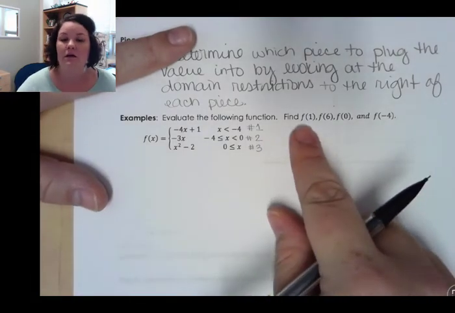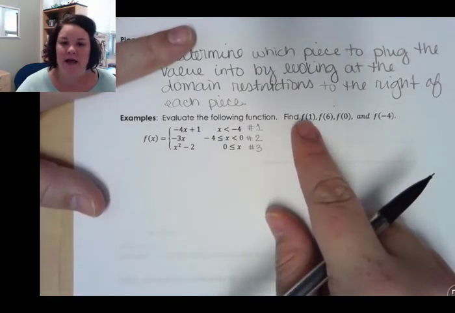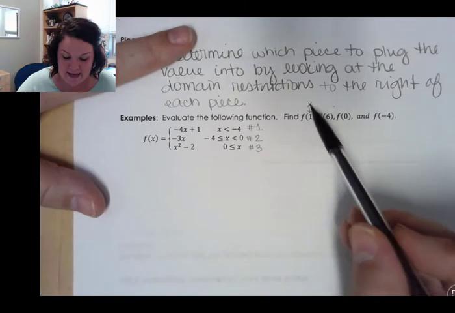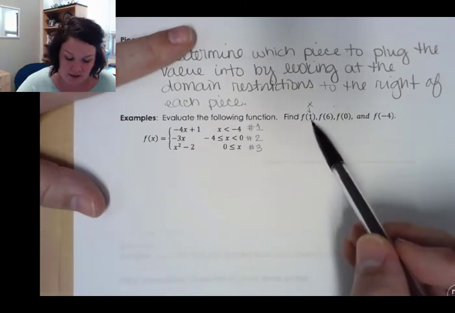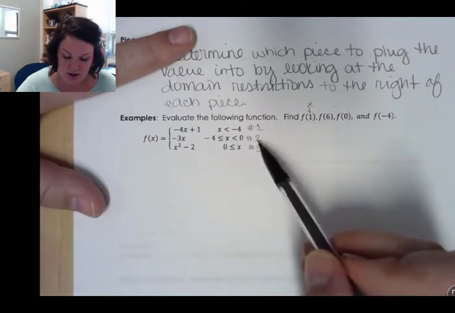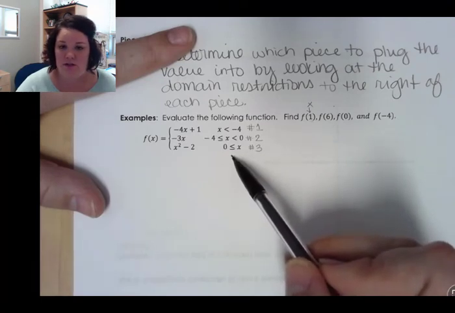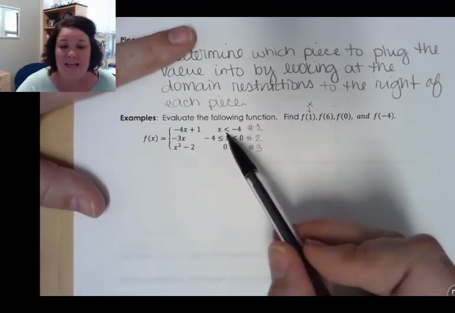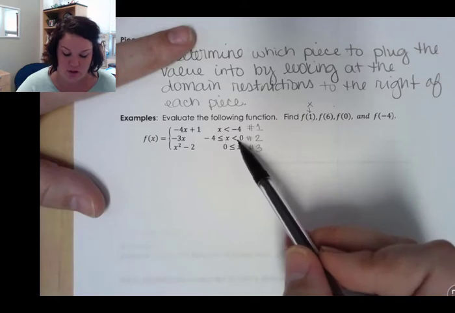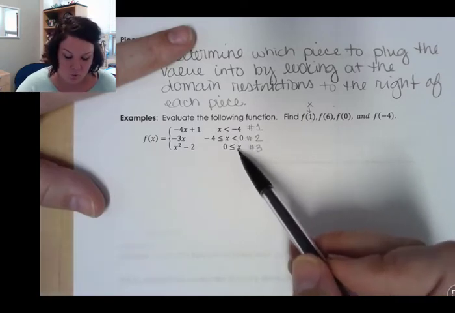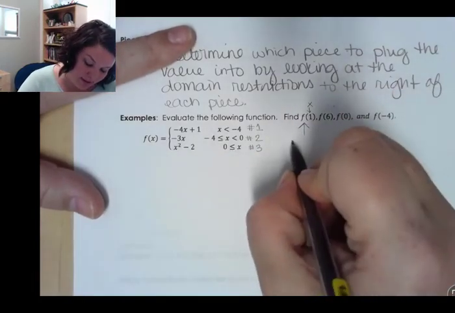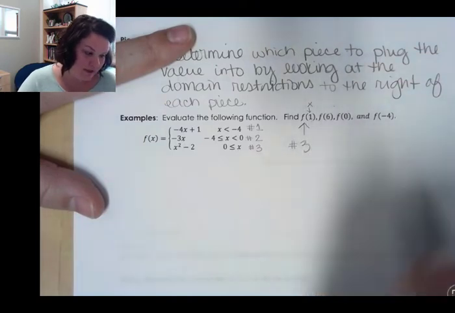So when I look at my numbers here, I want to evaluate f of 1. So remember, whatever number is in here, this is my x. So if my x value is 1, I need to know which of these does it fit into. Does 1 satisfy option number 1, option number 2, or option number 3? So in order to determine that, I just look. Is 1 less than -4? No, it's not. Is 1 between -4 and 0? No, it's not. Is 1 bigger than 0? It is. So that means for this one, I'm going to be plugging it into option number 3.